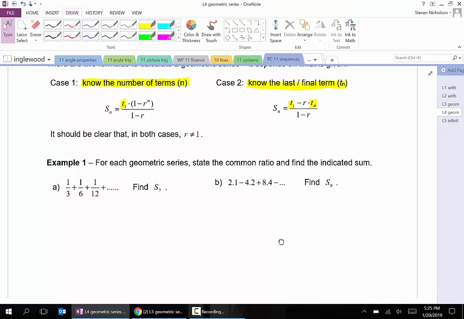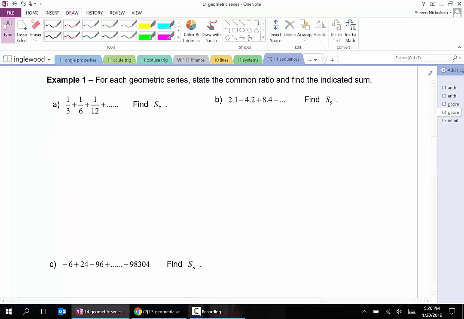So hopefully we see that in both cases r cannot be 1. If r is 1, it's very boring first of all, but then these formulas won't work because the bottom would be 1 minus r, 1 minus 1, which is 0, and that's the problem. So let's look at a few examples, and again, it's really meant for us to determine which one of those two formulas we're going to use.